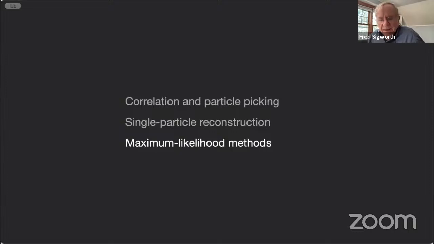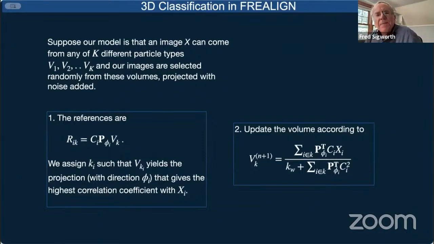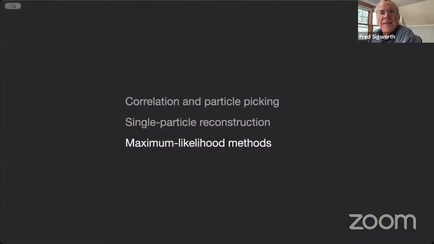So FreeAlign is really cool. It uses the Wiener filter, and the problem that it runs into, or ran into in its early versions, is that you have to assign a particular orientation to each particle image, and that makes a kind of sticky optimization where bad assignments early on remain bad later on. So more modern programs use maximum likelihood. So I'm going to tell you a little bit what likelihood is.